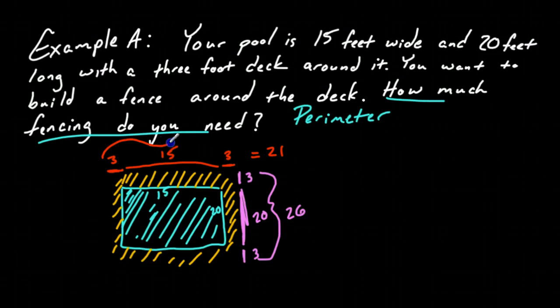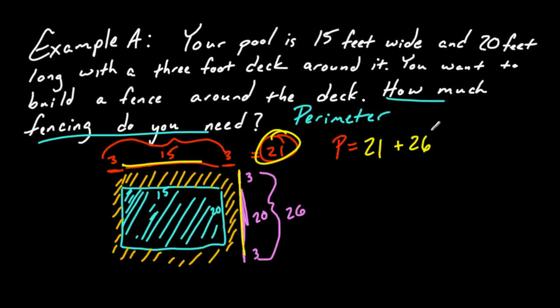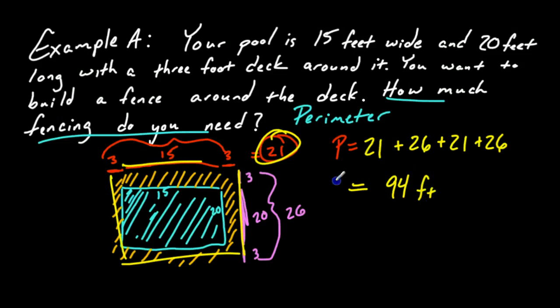So we know the top was 21 around the fence. I'm sorry, the fence would have to be 21 feet on the top. The fence would also have to be 26 feet on the side. So perimeter is going to be the top, 21, plus the side, 26, plus the bottom, 21, plus the other side, 26, which gives us a grand total of 94 feet. So the perimeter of your fence would have to be 94 feet.